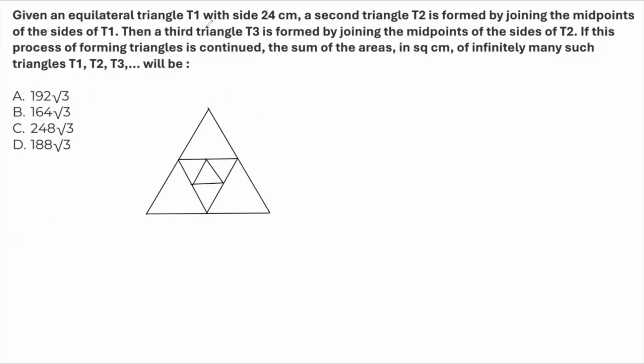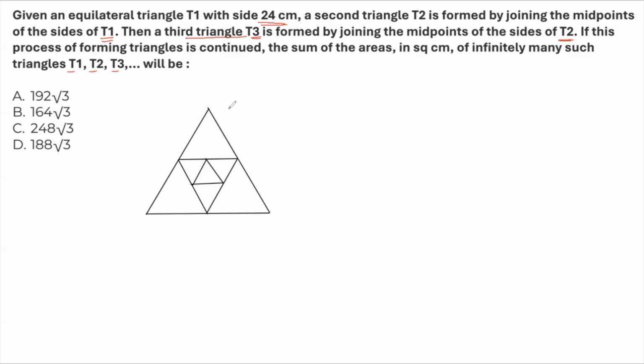All right, so given an equilateral triangle with side 24 centimeters, a second triangle T2 is formed by joining the midpoints of the sides of T1. Then a third triangle T3 is formed by joining the midpoints of sides of T2. If this process of forming triangles is continued, the sum of the areas in square centimeters of infinitely many such triangles T1, T2, T3, and so on and so forth will be.